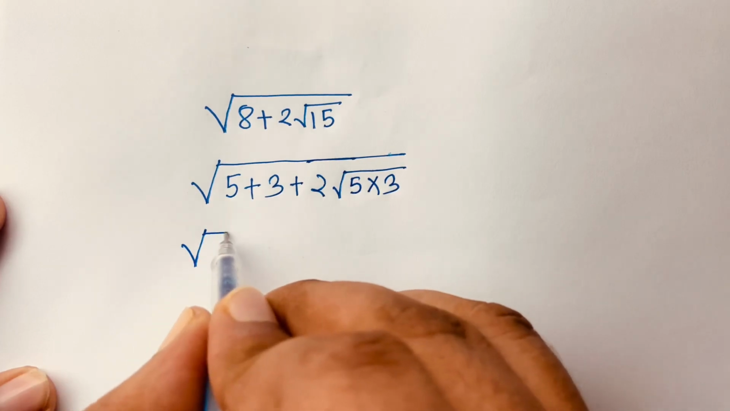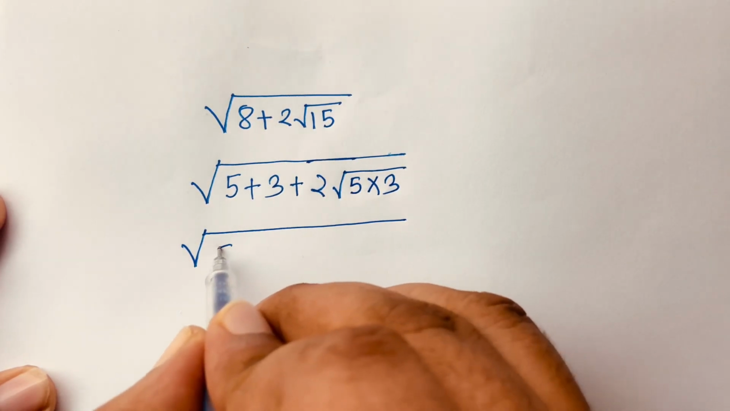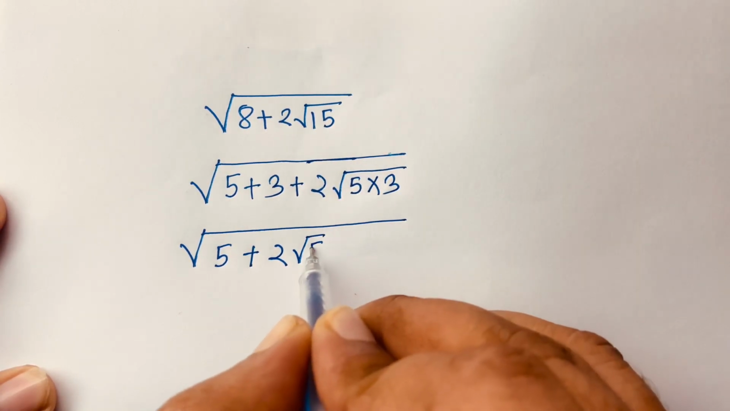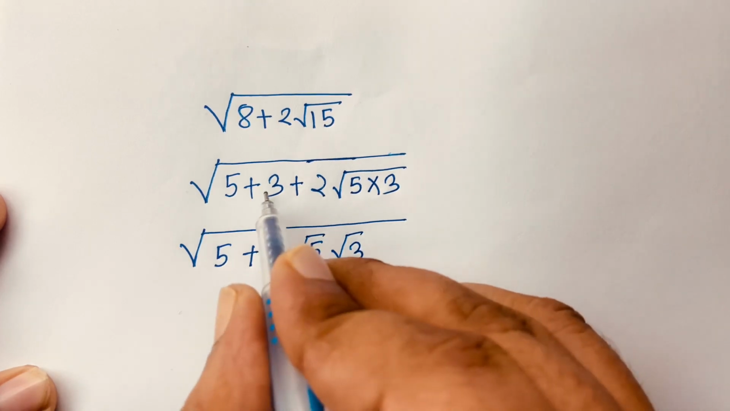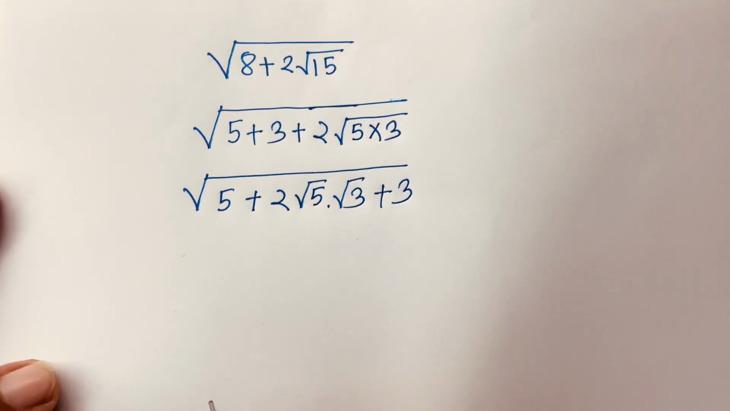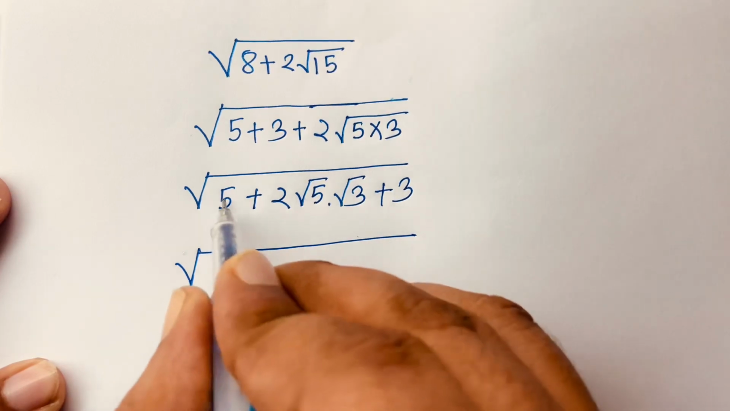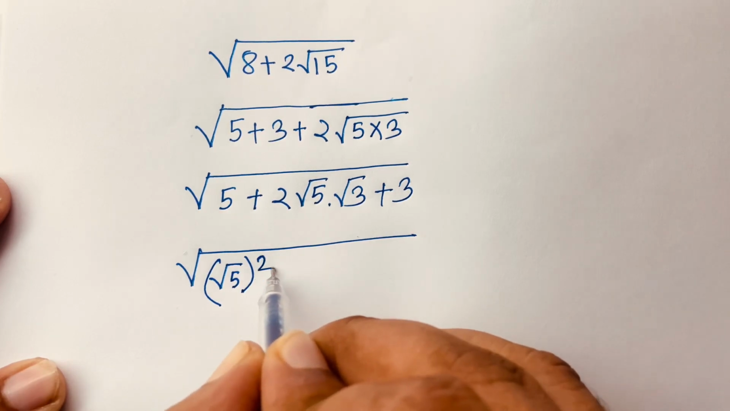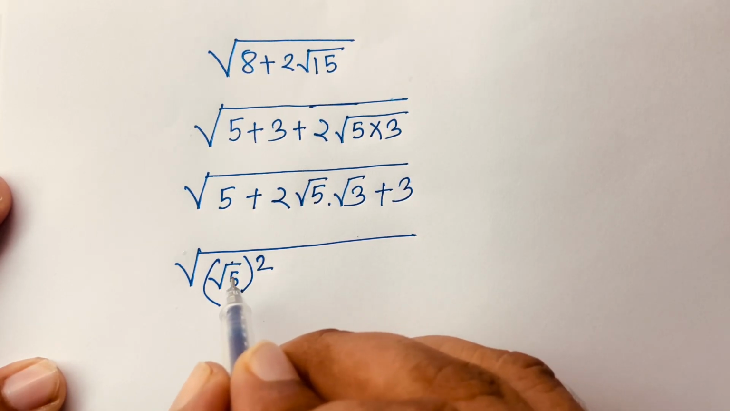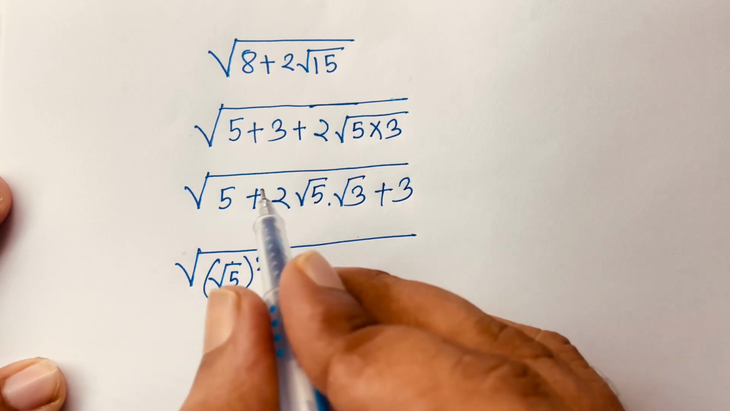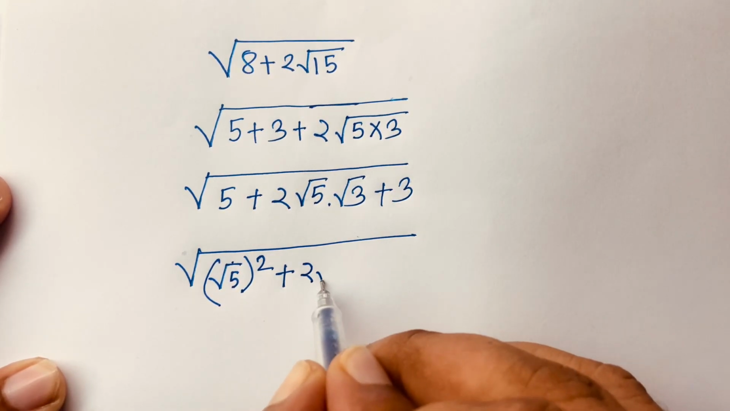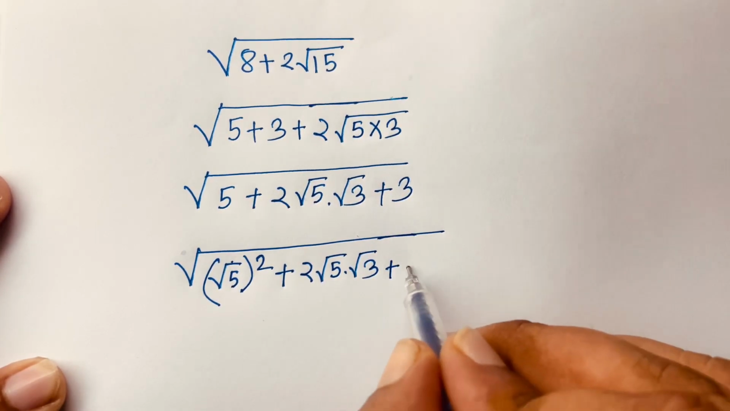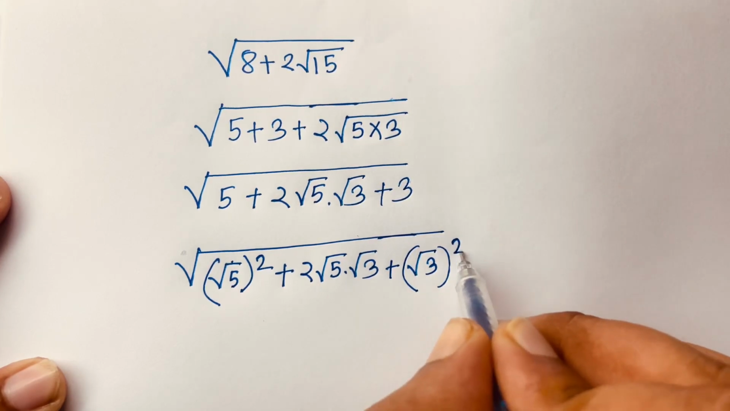Then I can say square root of 5 plus 2 square root 5 times square root 3, plus 3. Then I can see square root 5 is square root 5 with bracket power 2. Look, square root and 2 are cancelled. We find again the previous line: here is 5, then 2 square root 5 times square root 3, and again plus square root 3 bracket power 2.